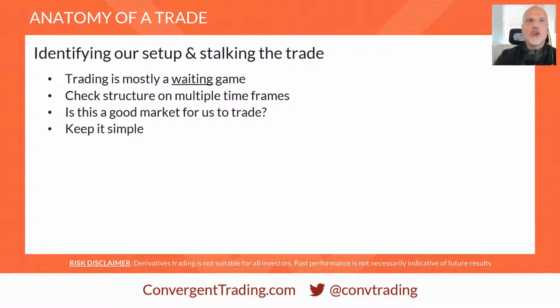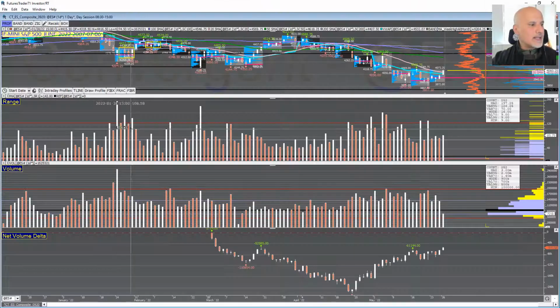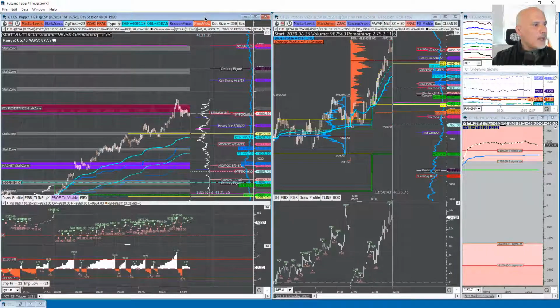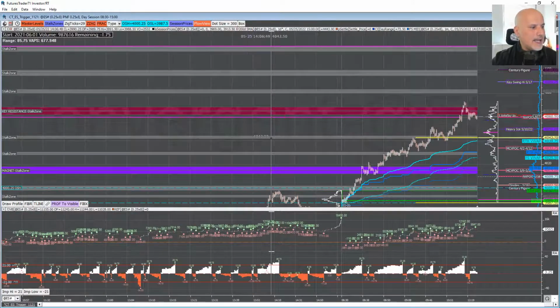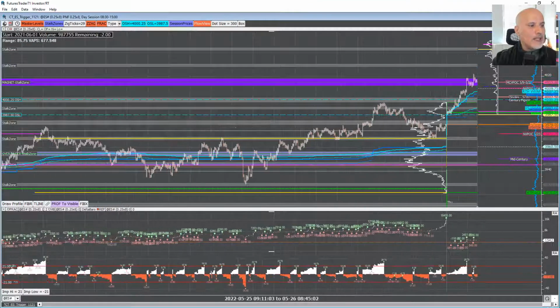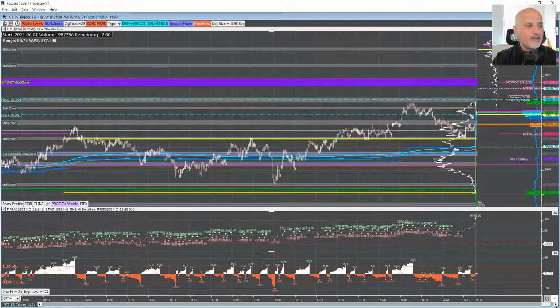So most of the time, we're waiting and waiting and waiting. Why? Because we're waiting for the market to give us a setup within our support resistance structure. What a lot of people do is they get in and they are really looking for a trade. I'm not really looking for a trade. I'm simply following a process.